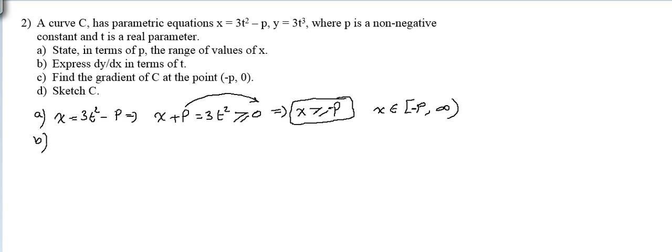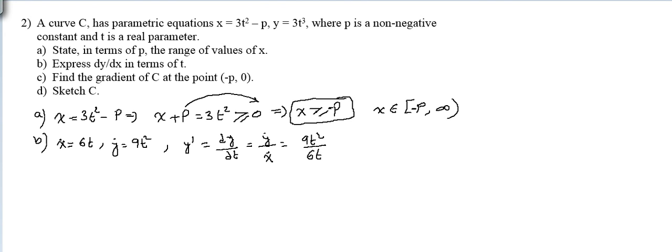Part B, express dy over dx in terms of t. So dy over dx, we know that it's y prime, which is y dot over x dot. X dot equals 6t, y dot equals 9t squared. This means y prime, which is dy over dt, equals y dot divided by x dot, which is 9t squared over 6t. Simplifying by 3, t squared over t is t, so it is 3 over 2 times t.